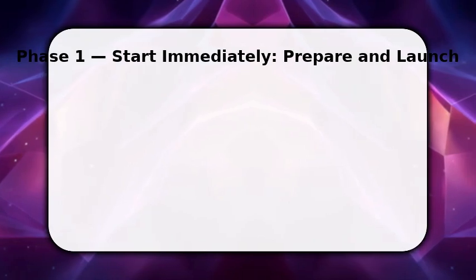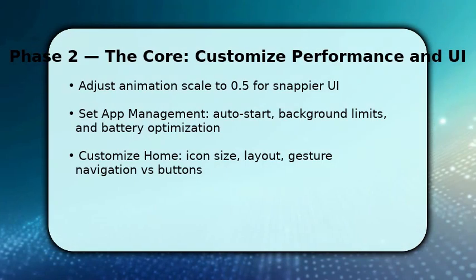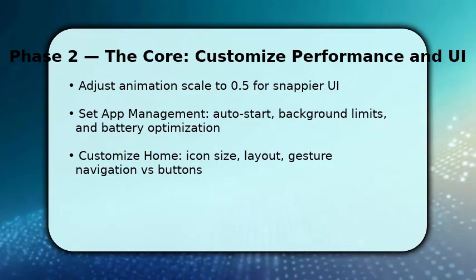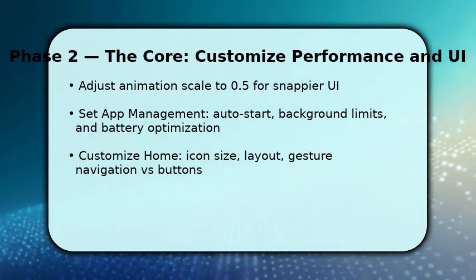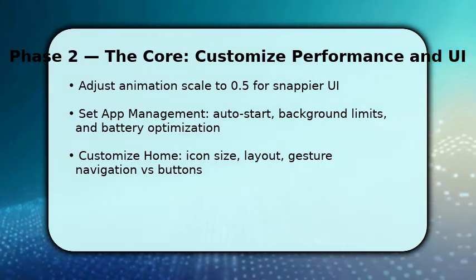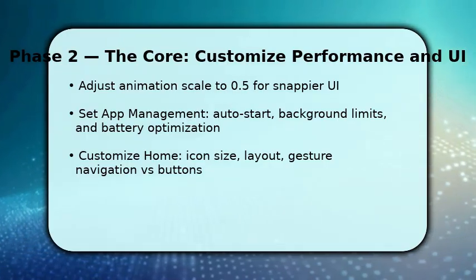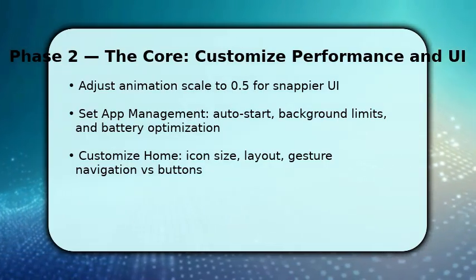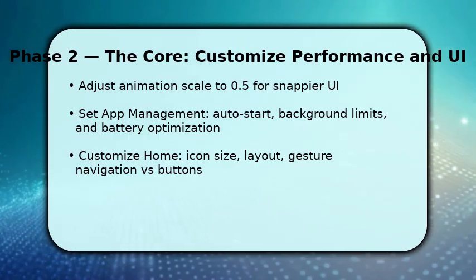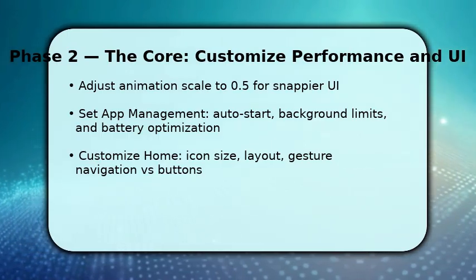Now you shape the experience. Change animation scale to 0.5 for a noticeably snappier interface. This reduces perceived lag. Make sure to manage apps, set auto start for trusted apps, limit background activity for power hogs, and apply battery optimization where needed. These steps balance speed and battery life.